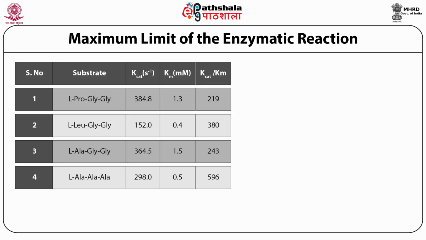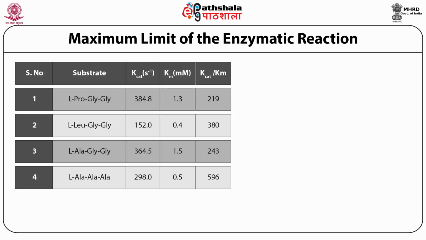The second question that can come based on this experimental data is, which is the slowest hydrolyzed substrate. The slowest hydrolyzing substrate is going to have the least kcat by Km, and based on the experimental data, it is L-proline, glycine that is going to be the slowest hydrolyzing substrate.